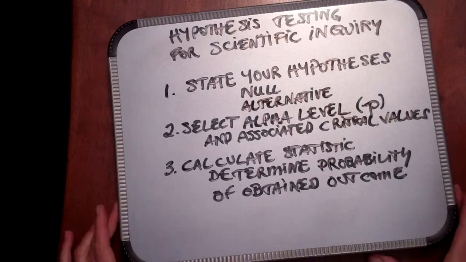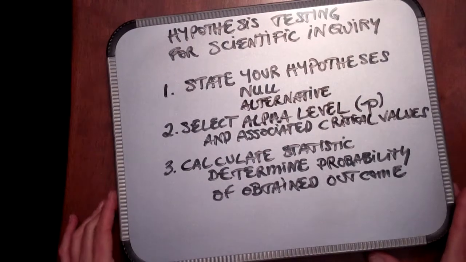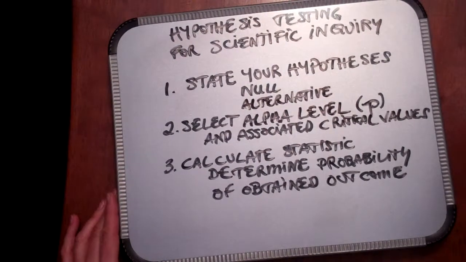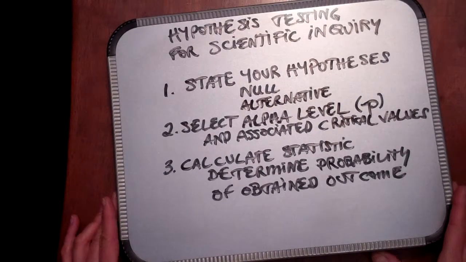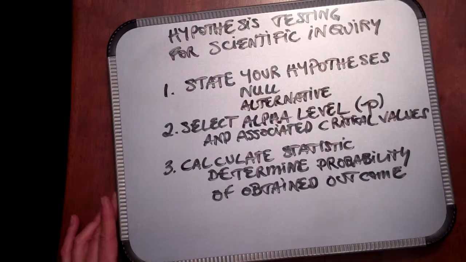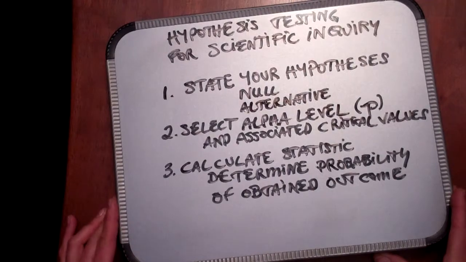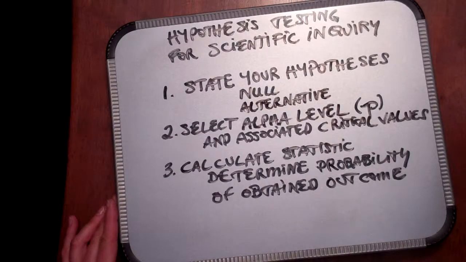So first of all, you're going to be asked to state your hypotheses, the null hypothesis and the alternative hypothesis. Second, you're going to be asked to select your alpha level, or your p-value, probability value, and determine the associated critical values. Now, you select your alpha level before you do any of your data analysis.